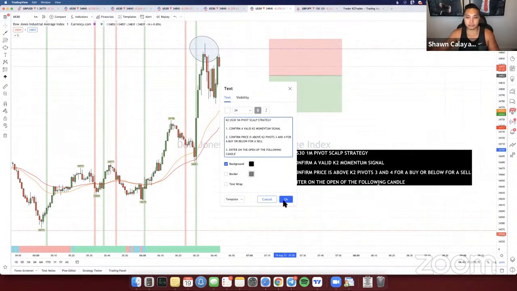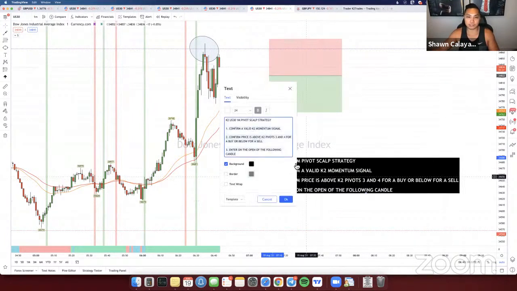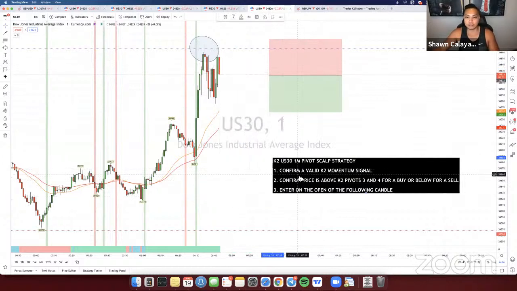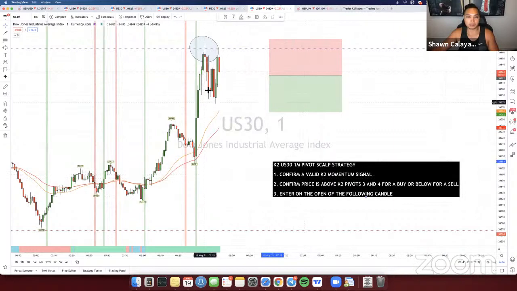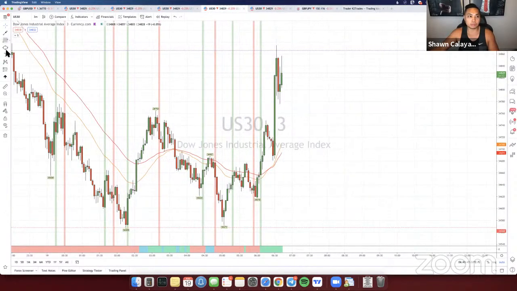So if you guys are brand new here and you aren't familiar with the strategy, this is the strategy. It's a very simple one. We're just looking for a valid K2 momentum signal and then making sure that price is above or below the pivots for a buy or a sell. And same situation here with the 3 minute. It's the same exact thing.